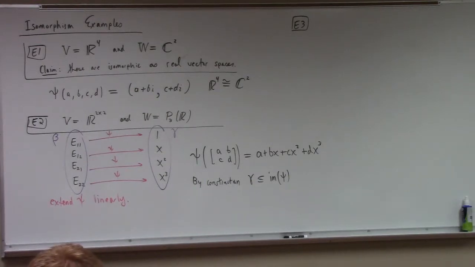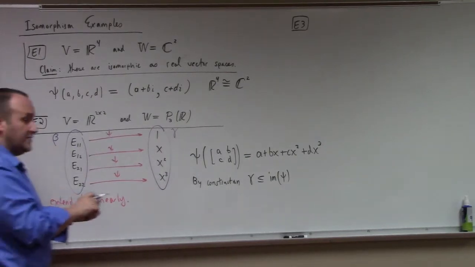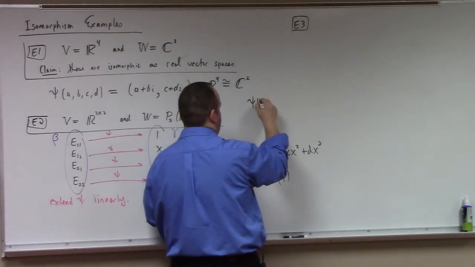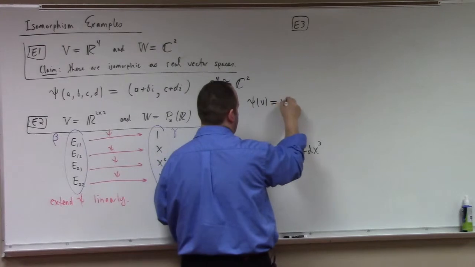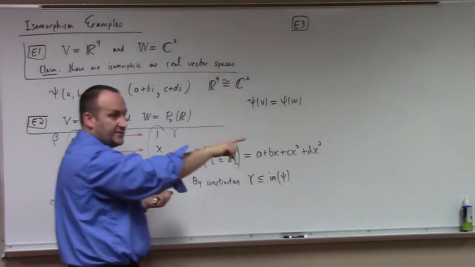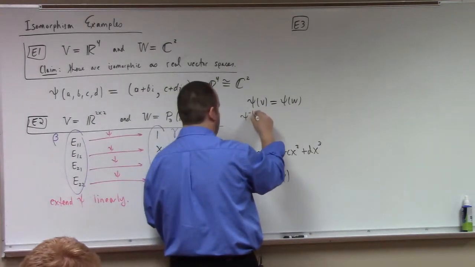I mean, the inverse map is very easy to write down here, right? Like, what's the inverse map? Psi inverse of a plus bx plus cx squared plus dx cubed is equal to abcd, right? And so if you can construct the inverse map, it's pretty easy to prove one-to-one, isn't it? Suppose you can construct the inverse map, generally speaking. If I have psi of v equal to psi of w, and I know that psi inverse exists, I just take psi inverse of both sides, right? What's that tell me?